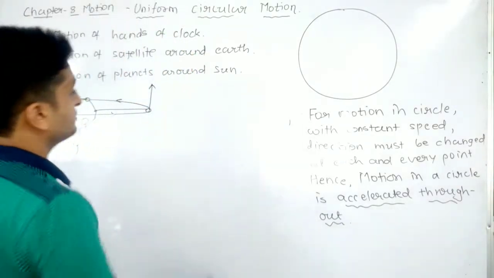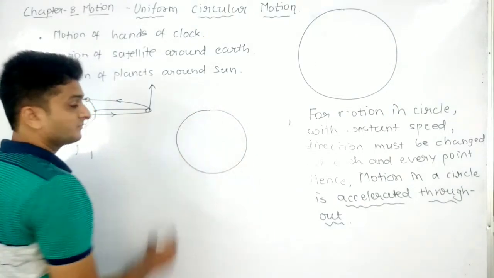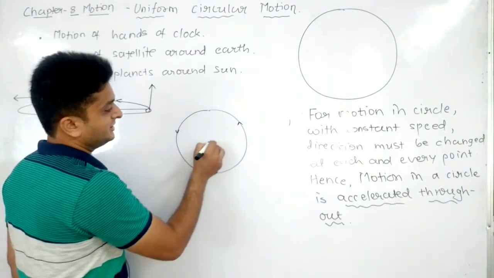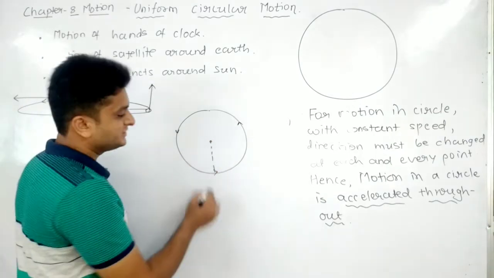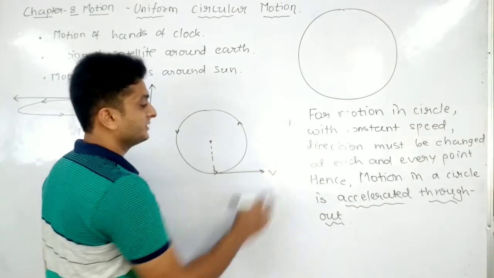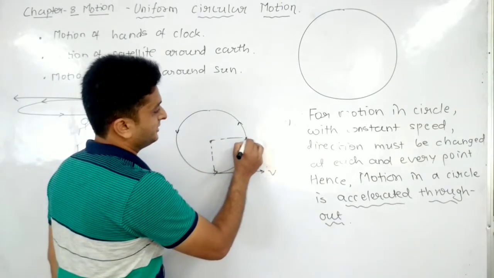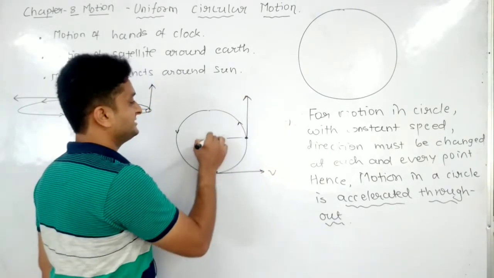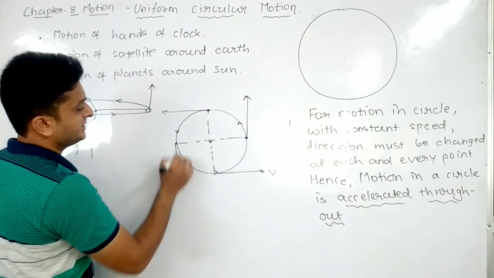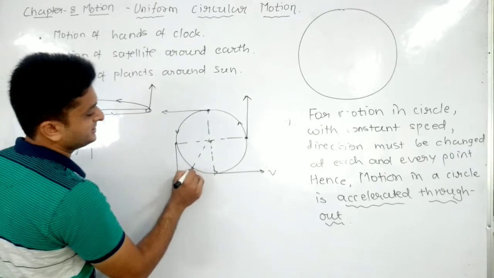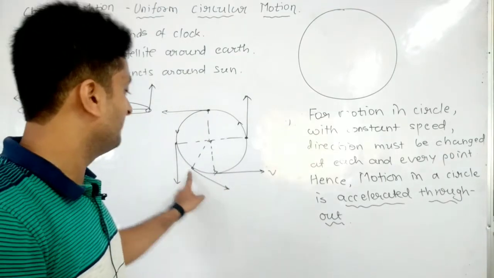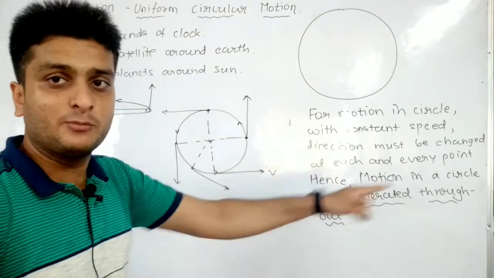Suppose I show you the path like this circle, and if your particle is rotating like this, consider so at this point the velocity is in the direction of tangent. I just keep it V. When it is at this point, it is in the direction of tangent. When it is at this point, it is in the direction of tangent. Right? So if I leave the object from this point, it will move like this. If I leave it from this point, it will move like this.